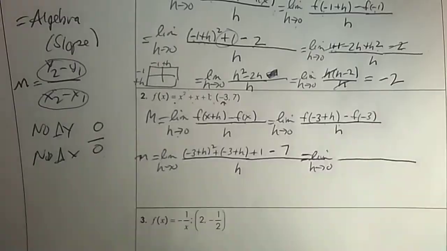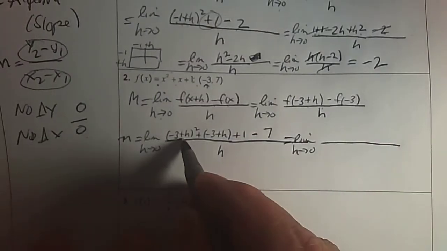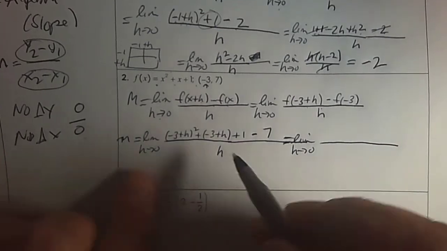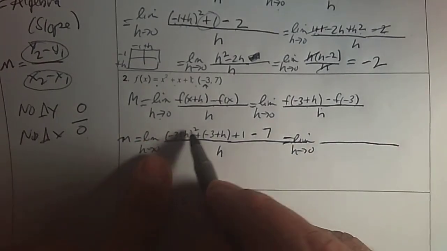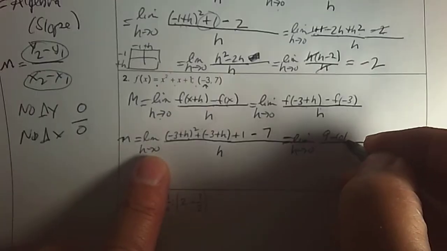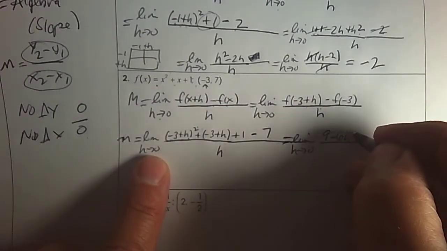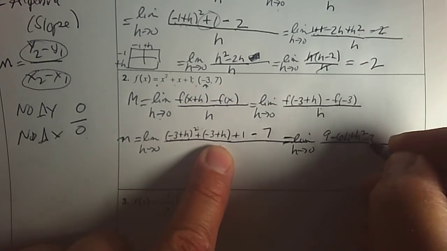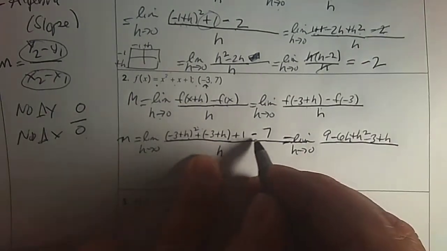Some more algebra. I want to expand this. So I'm going to do what I did before. You can write a little box if you want to, but I'm going to go the quicker method. Negative 3 squared is 9. Negative 3 times h is negative 3h, and then double it, and then h squared. We still have a negative 3. We still have a plus h. And I'm going to combine like terms here.